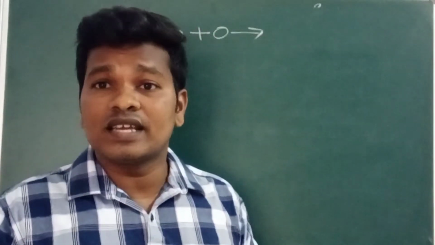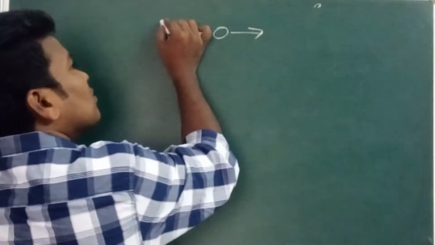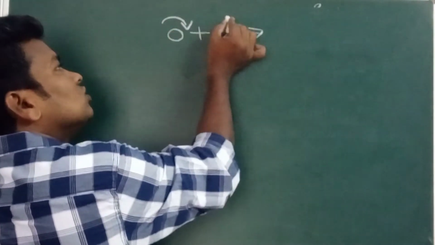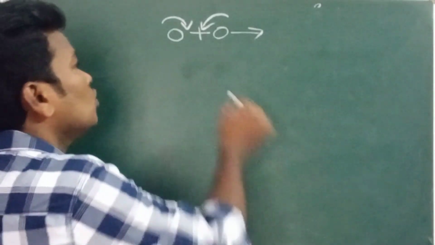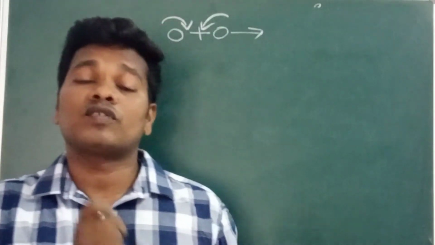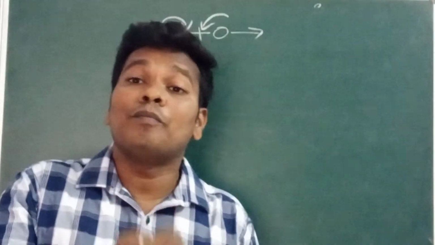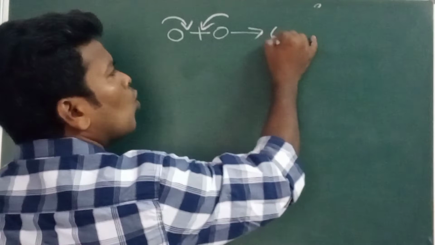Whenever stability is increasing, energy is decreasing. So they come close to each other. In this process, what will happen? Energy is released. Initially they have more energy. Finally, after combining, they will have less energy and be more stable. So O2 they are forming.